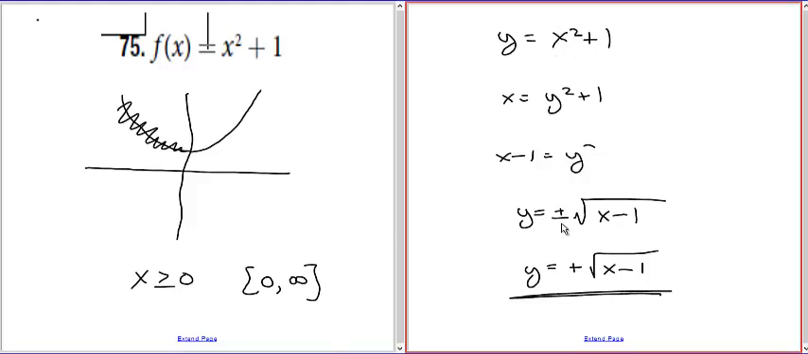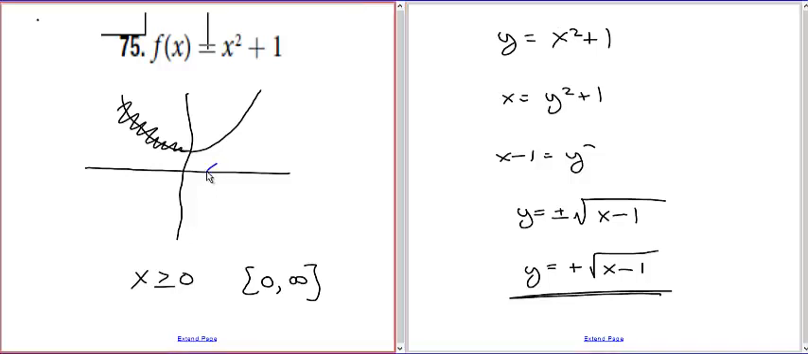If you were to plot those, plus would be one function, minus would be the other function. If you think about what's going on here, it's a square root term that's been shifted one unit to the positive x. So it looks something like that. The negative square root would be down here. This is a positive square root.